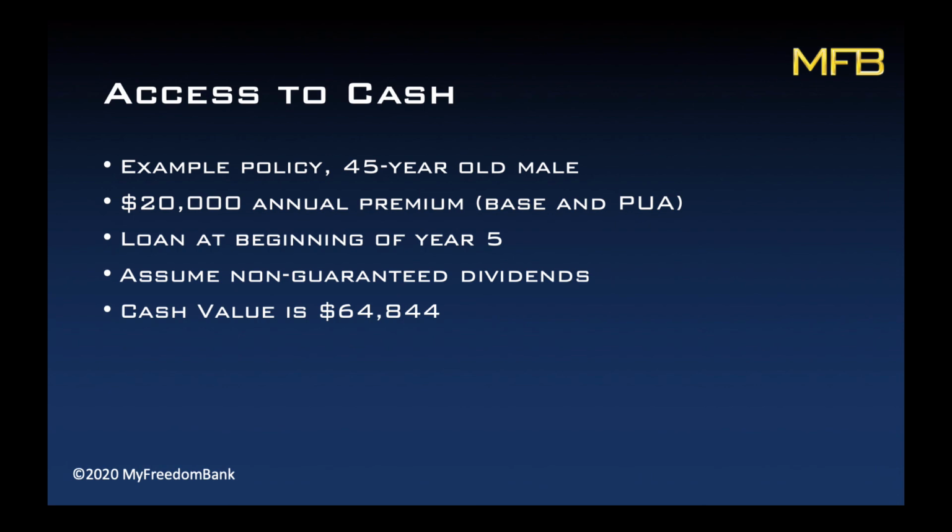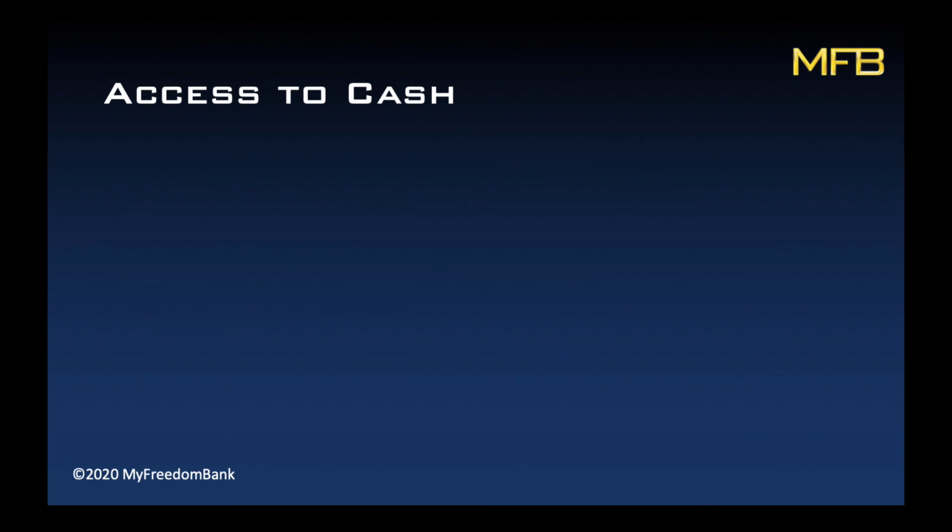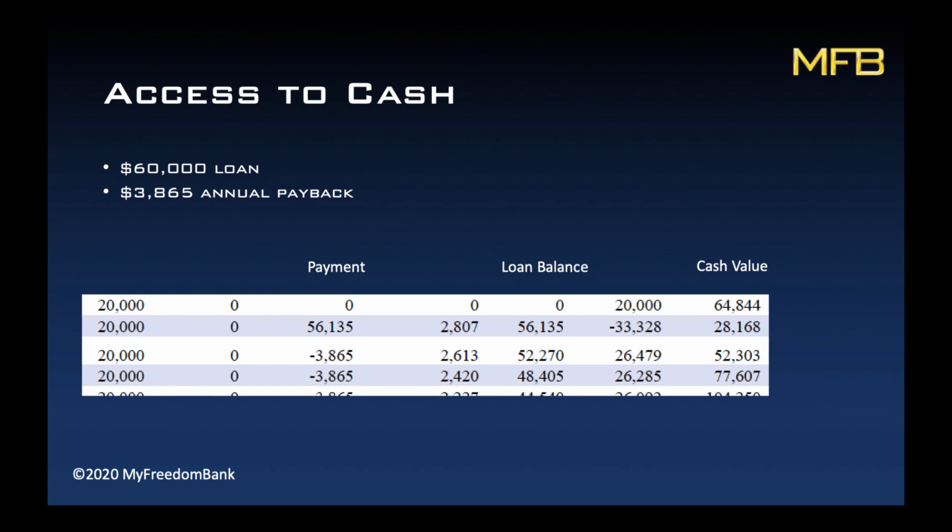We are also assuming the non-guaranteed dividends. So in this case here, we'll have a cash value of 64,000 something dollars, and we can take out 60,000 on a policy loan. Here's an example of us taking out this loan at year 5, and you'll see the cash value there at the top right corner of 64,841. In that next year, we're going to take out the 60,000, but we're also going to begin to start paying back immediately. That's why it doesn't say $60,000. It'll say 56 something because we're starting to pay back. And we're paying it back monthly to the tune of $322 a month, which equals $3,865 per year.